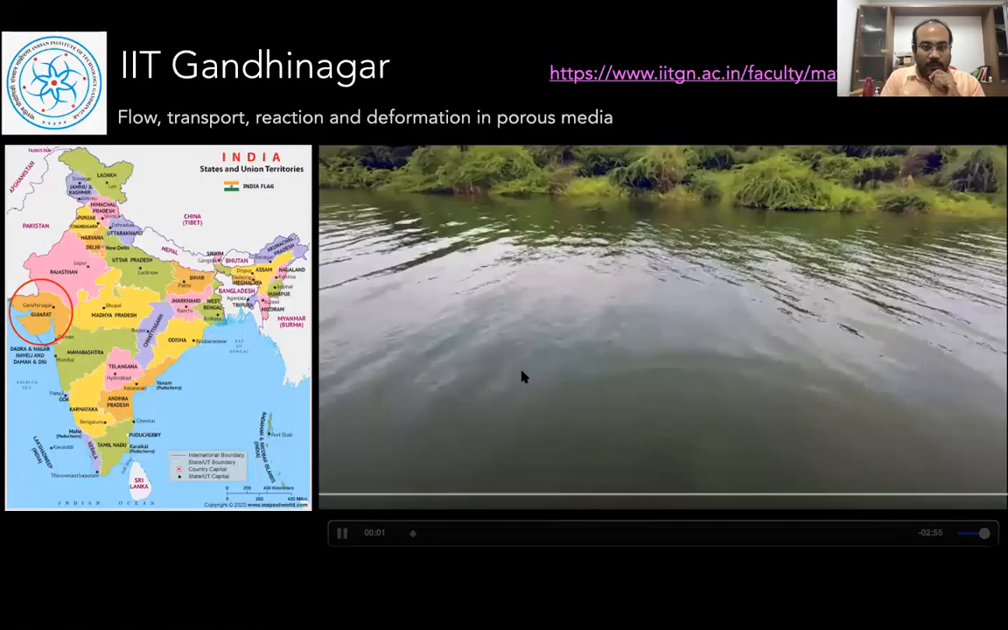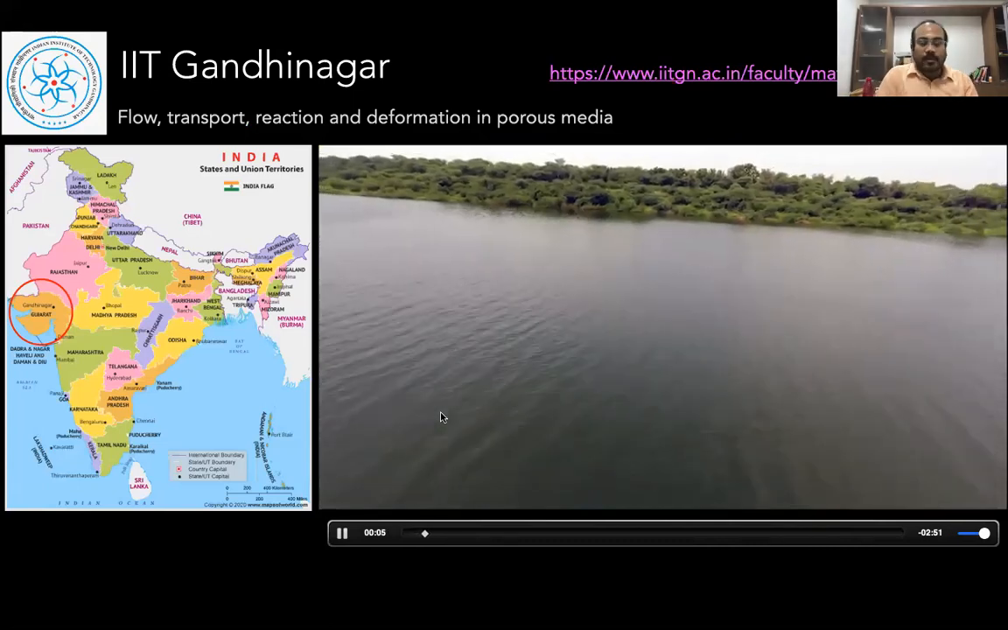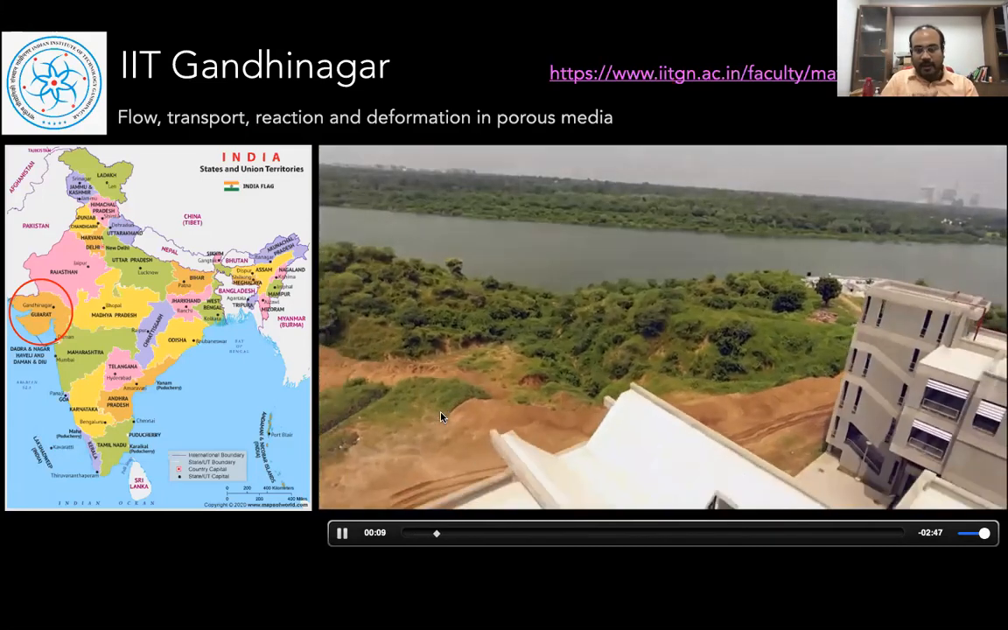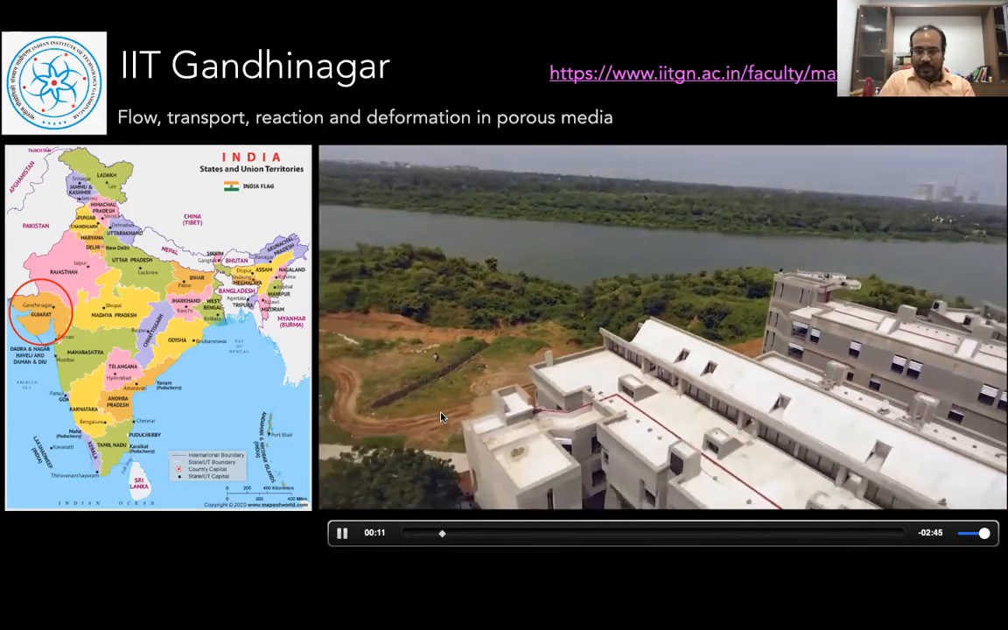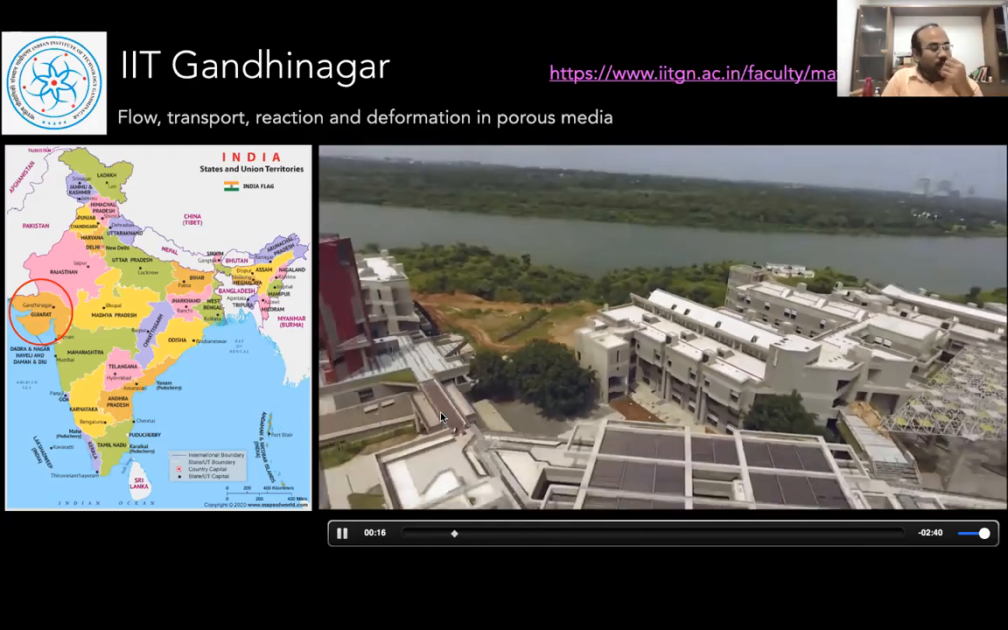Moving forward, I come from IIT Gandhinagar, where I am an assistant professor in mathematics, and this is a nice campus on the bank of a river. This is the view of our campus, and we come from the west coast in Gujarat.